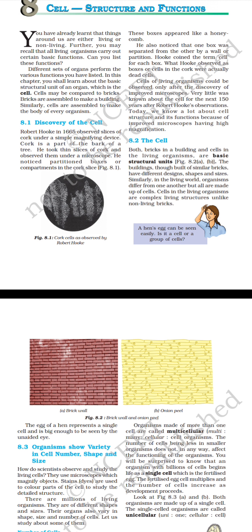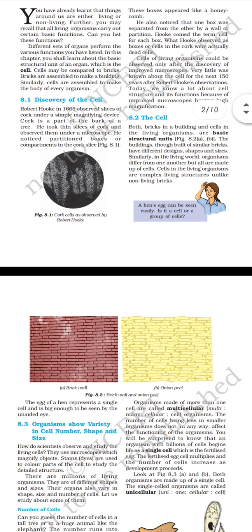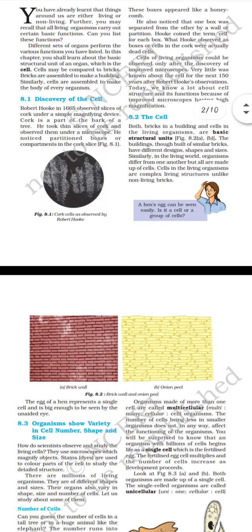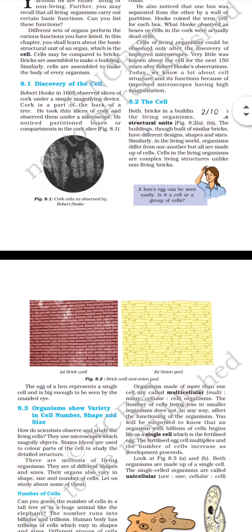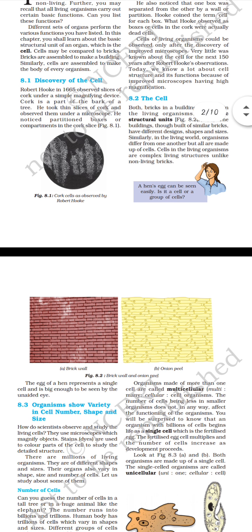which was named cork. He took slices of the cork and observed them under the microscope. Then he saw some small compartments, like small boxes. These compartments were similar to the structure of a honeycomb. And by observing this, he named these small compartments the cell.